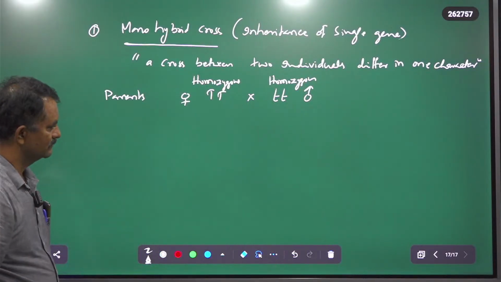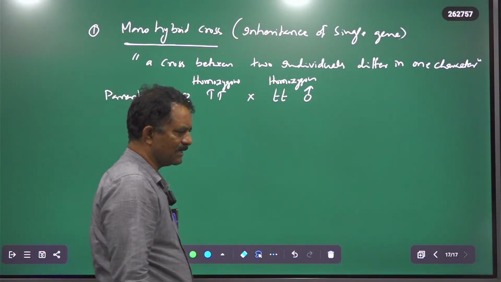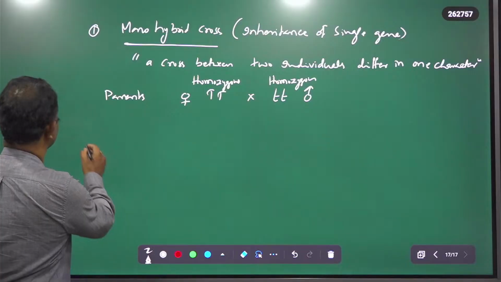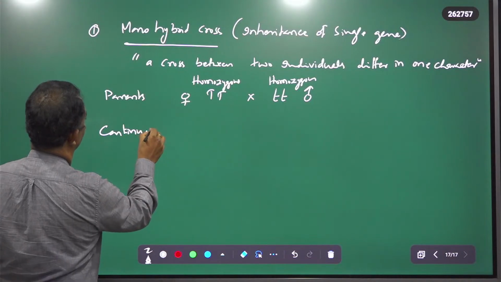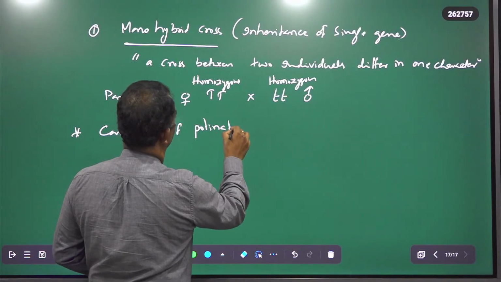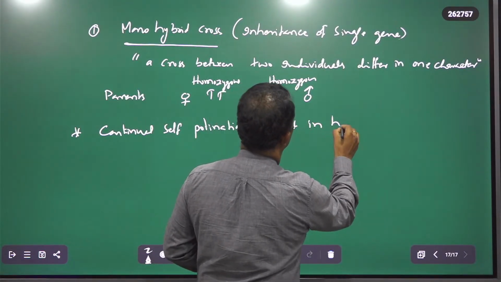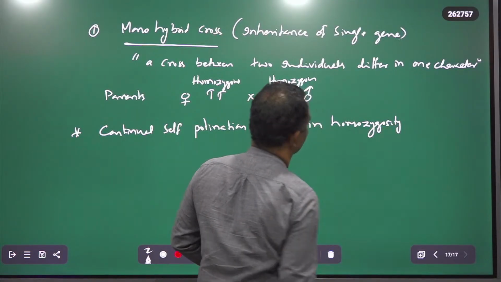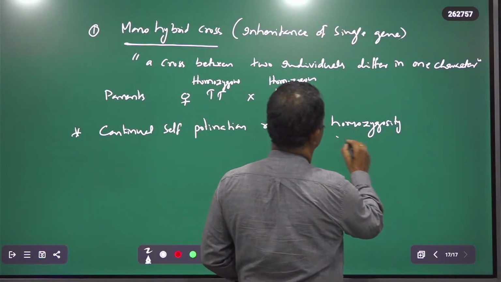If there are heterozygous plants, how do they convert into homozygous? The heterozygous plant is converted into homozygous by continuous self-pollination. This is very, very important. Continuous self-pollination results in homozygosity. Nothing but pure. Homozygous is nothing but pure.